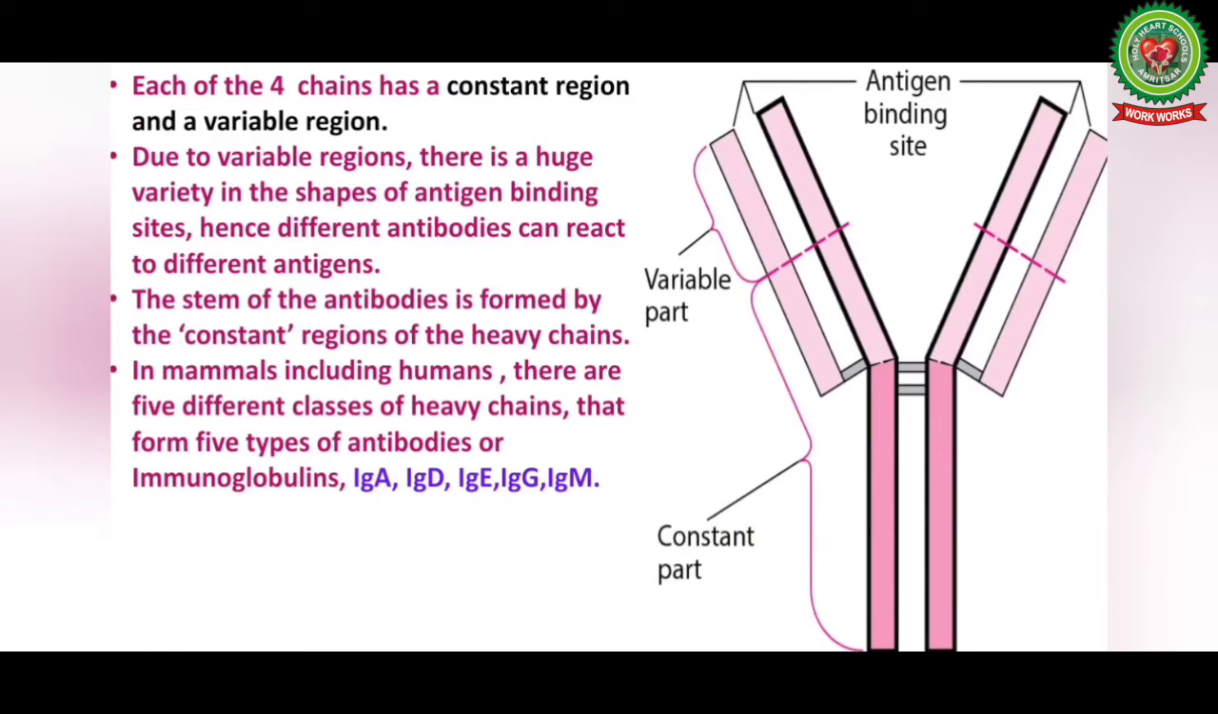So talking about the shape, each of the four chains has a constant region. This one is the constant region, the stem part, and the upper one is the variable region. Due to variable regions, there is a huge variety in the shapes of antigen binding sites. Hence, different antibodies can react to different antigens. The stem of the antibodies is formed by the constant region of the heavy chain. In mammals, including humans, there are basically 5 types of immunoglobulins, namely IgA, IgD, IgE, IgG, and IgM. We can learn it with a simple mnemonic, that is GAME-D.